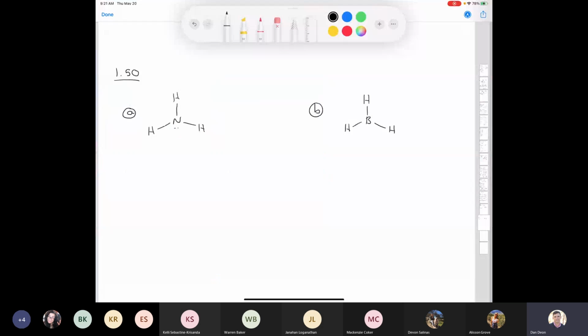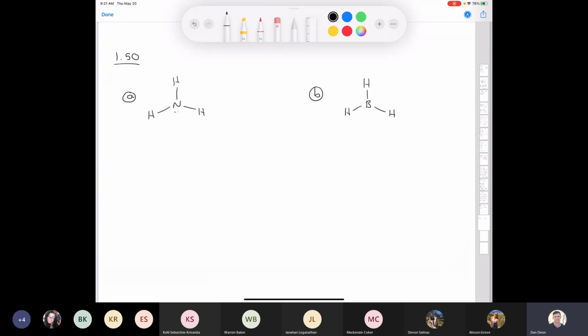All right, this is question 1.50. It's one of the practice problems from chapter 1. And the question just asks us to predict the expected hybridization state and geometry for the central atom in each of these compounds. Well, here we have a nitrogen that's got 3 sigma bonds and 1 lone pair.